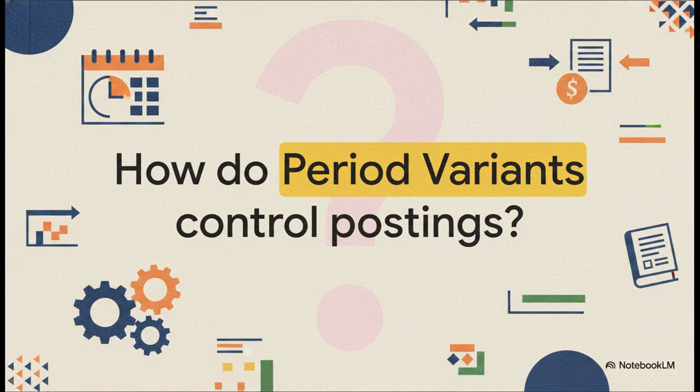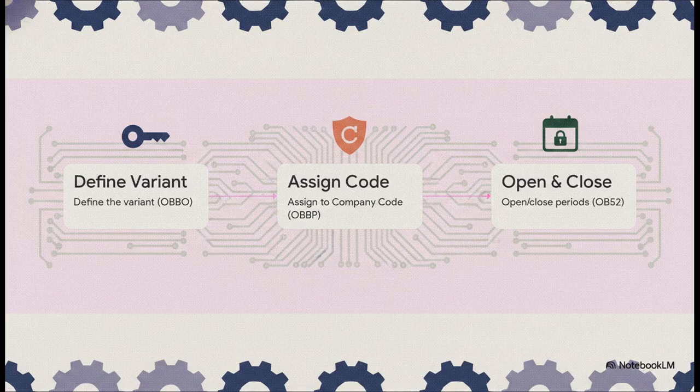Next, we need to understand the timing of these entries. That brings us to another really crucial interview question. How exactly do posting period variants control your financial postings? This perfectly illustrates the rigid, super logical flow of SAP. Posting period variants manage financial posting control through a very strict three-step chronological process.